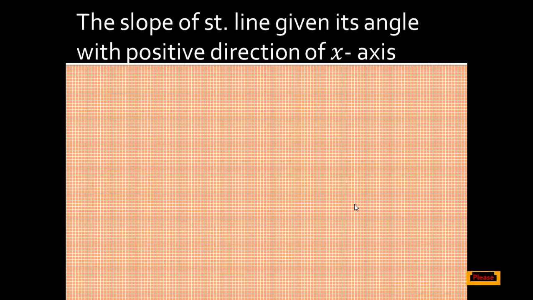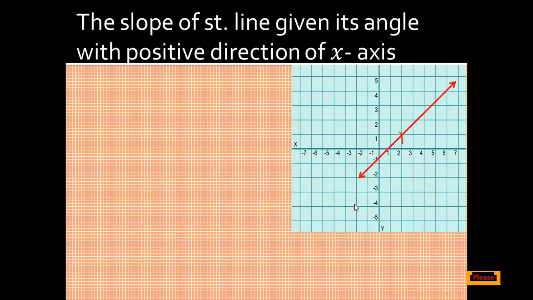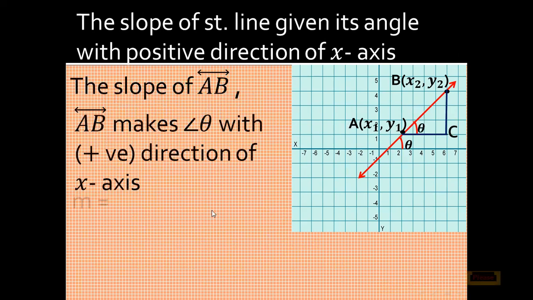The slope of the straight line given its angle with the positive direction of the x-axis. If we have a straight line and this straight line makes angle theta with the positive direction of the x-axis, and on the straight line we have 2 points, A (x1, y1) and B (x2, y2), then the line AB makes theta with the direction of the x-axis, and we have the two thetas equal, corresponding, because this line is parallel to this line.